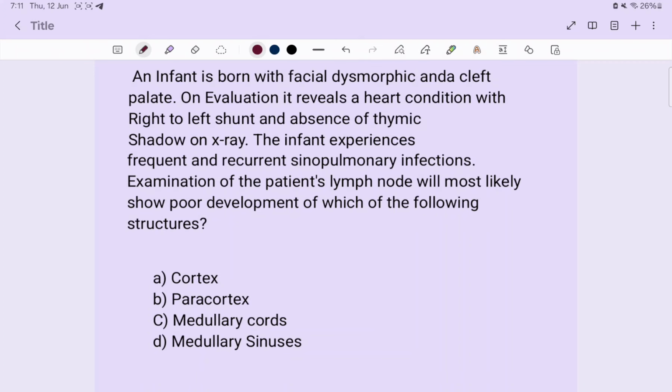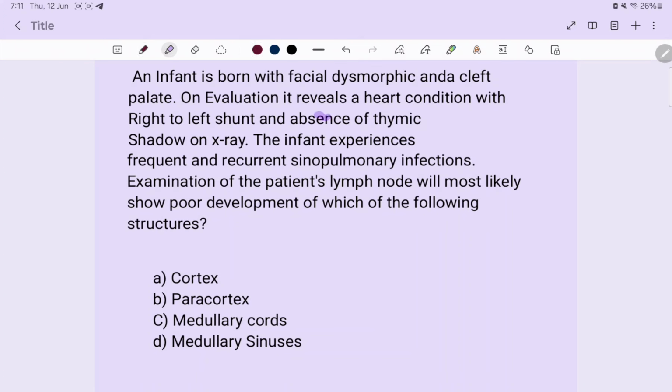A. Cortex, B. Paracortex, C. Medullary cords, or D. Medullary sinuses. In this question, this is a two-step question. First you have to identify the disease, then you have to know which part of the lymph node is affected in this. So let's start with the keywords.